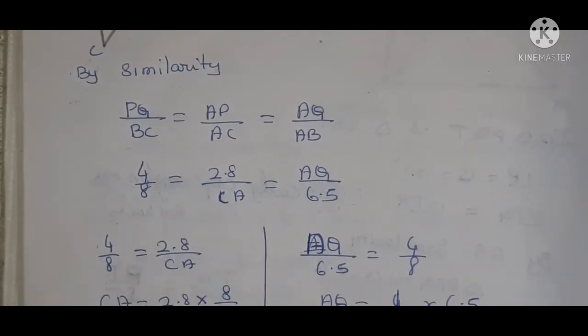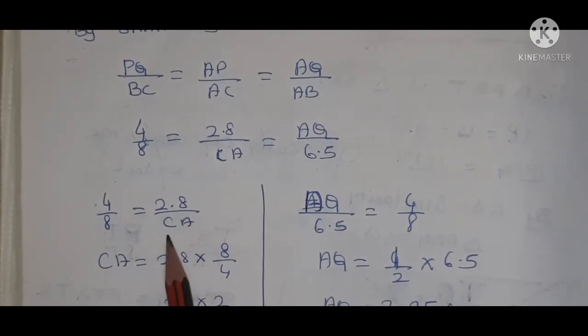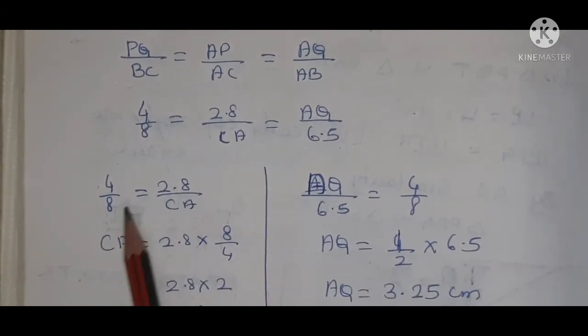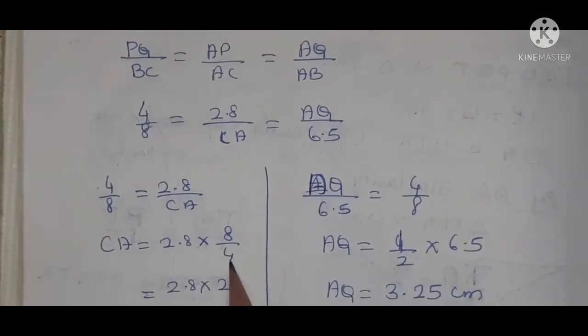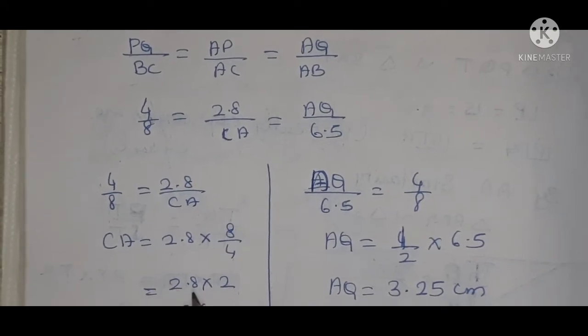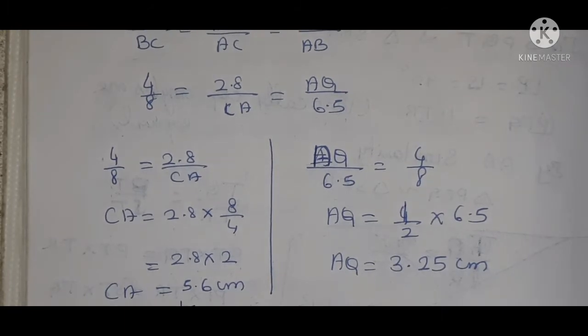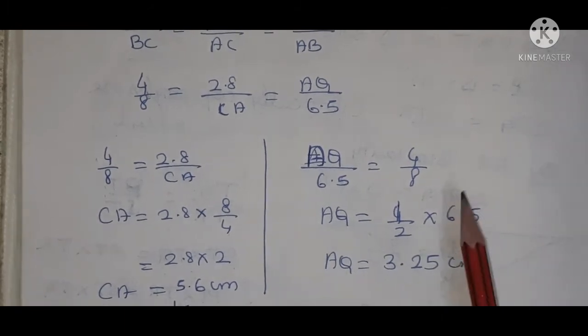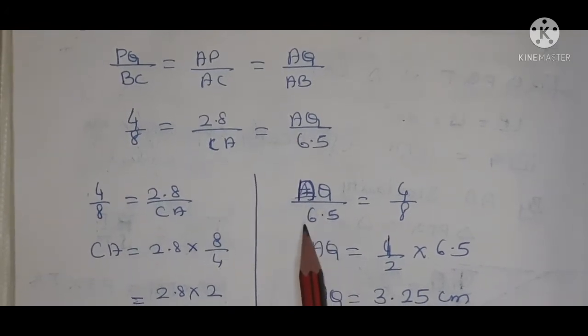Taking first and second, 4 by 8 is equal to 2.8 by CA. Cross multiplication, we get CA is equal to 2.8 into 8 by 4. 8 by 4 is 2. 2.8 into 2 is 5.6. CA is 5.6 centimeter. Then taking first and third, AQ by 6.5 is equal to 4 by 8.